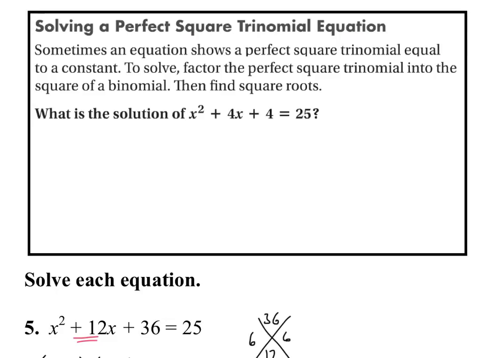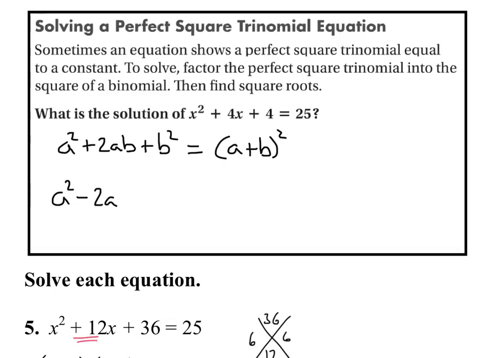Every perfect square trinomial is going to fall into one of two categories. Either it's going to be a squared plus 2ab plus b squared, in which case that factors into a plus b quantity squared, or it will be a squared minus 2ab plus b squared, and that will factor into a minus b quantity squared. Every time. If it's a perfect square trinomial, you can use these two patterns.